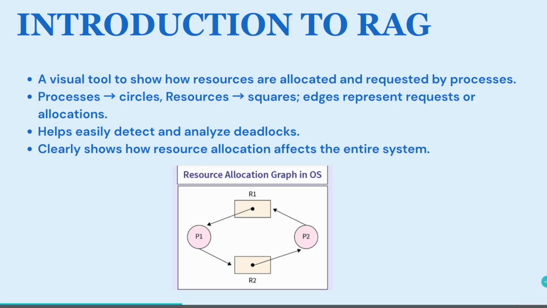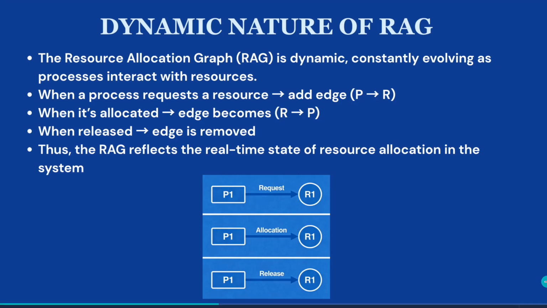Introduction to Resource Allocation Graph. To analyze and detect deadlocks, the operating system uses a tool called the Resource Allocation Graph, or the RAG. It is a visual way to represent how resources are assigned to processes. In this graph, processes are shown as circles, resources as squares, and edges indicate requests or allocations. This makes it easier to see which process is waiting for which resource and helps us spot potential deadlocks more clearly than tables.